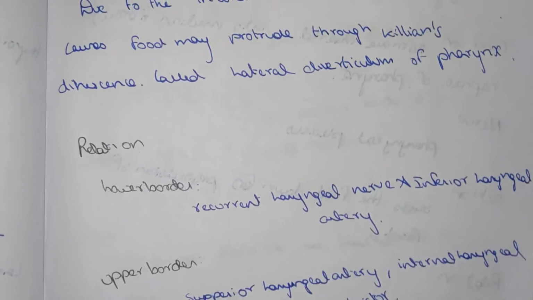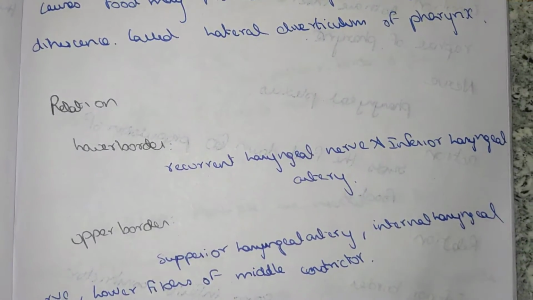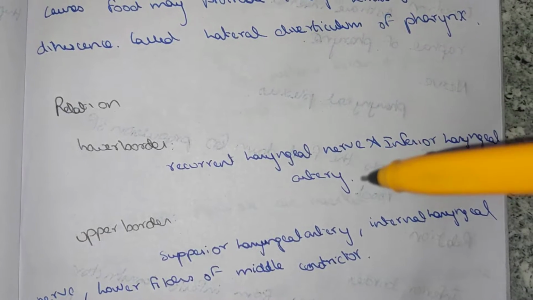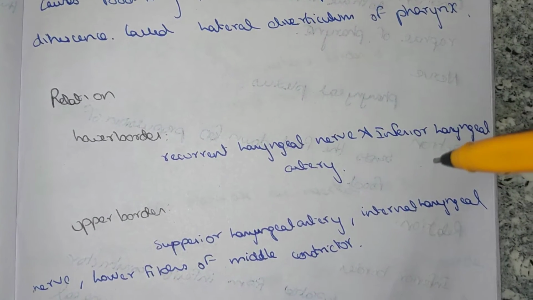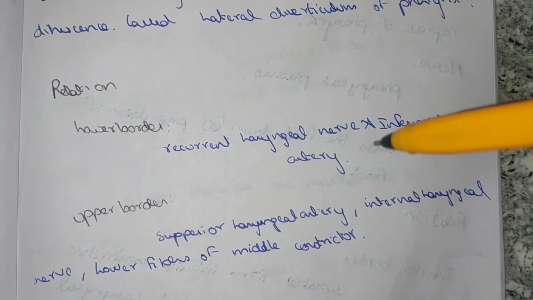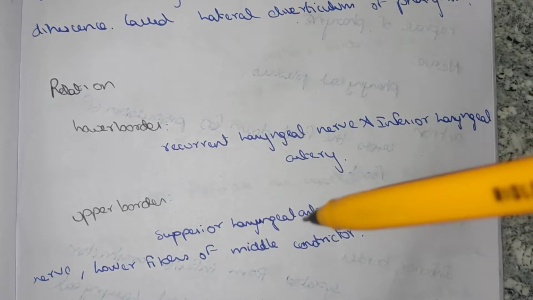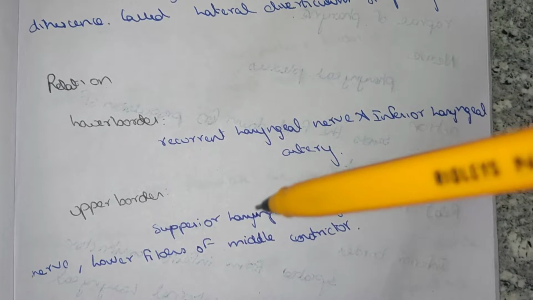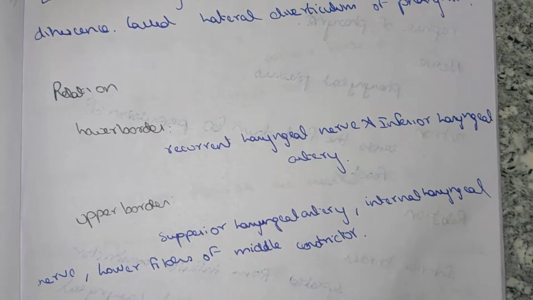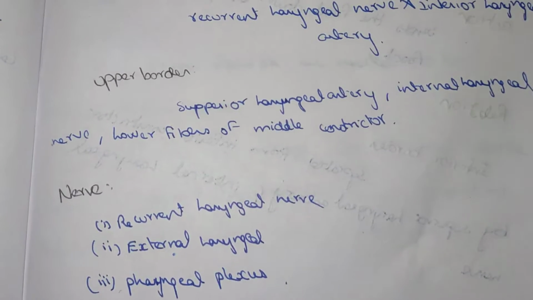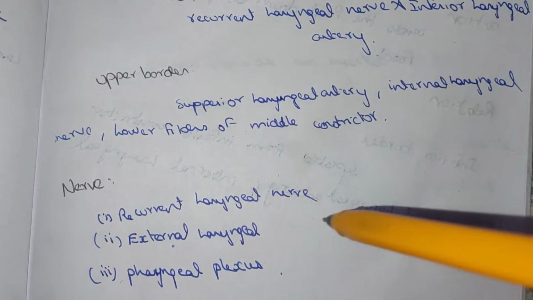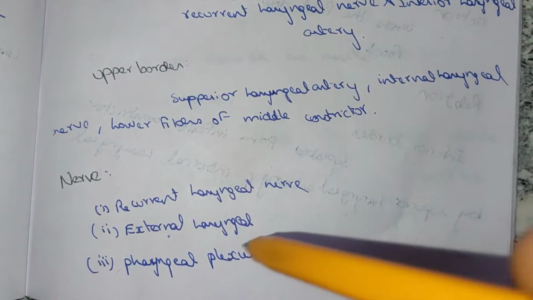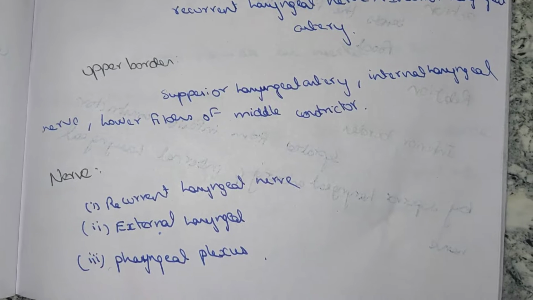Now we will see the relation. The lower border is related with recurrent laryngeal nerve and the inferior laryngeal artery. The upper border is separated by the superior laryngeal artery and internal laryngeal nerve and the lower fibers of the middle constrictor of the pharynx. The nerve supply is recurrent laryngeal nerve, external laryngeal nerve and pharyngeal plexus.